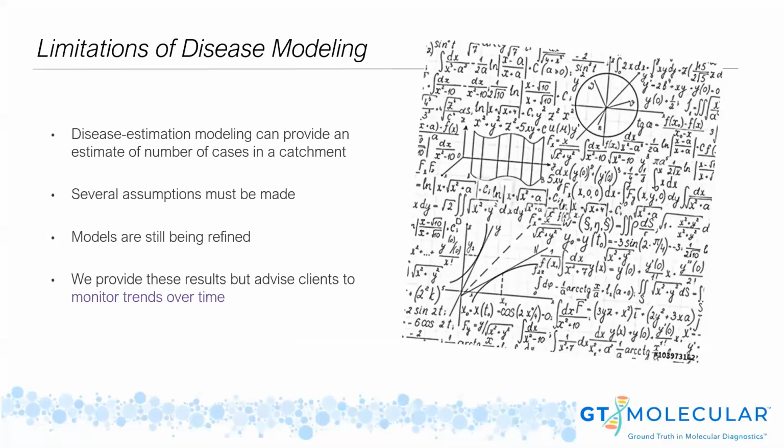However, there are several drawbacks to using these models due to the assumptions that must be made for their use, and they should not be relied on too heavily. Models are still being refined, however, and the Center for Disease Control is expected to release a model to address some of these assumptions and to provide harmonization across different methods and testing labs in the near future.